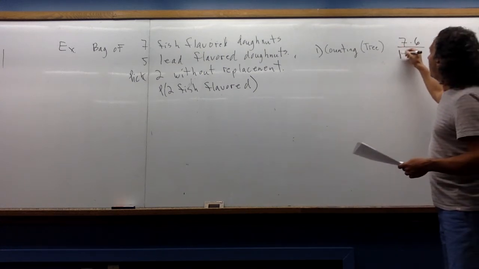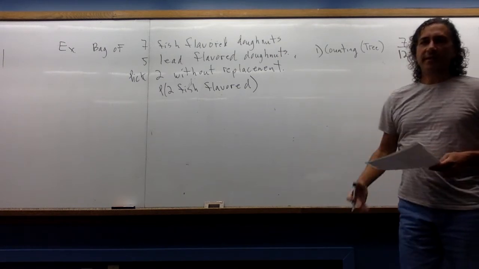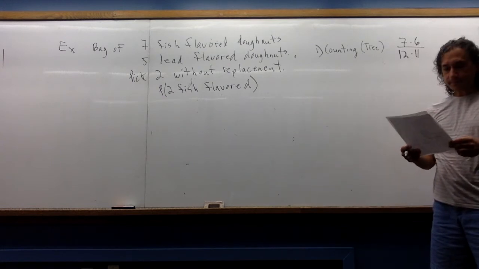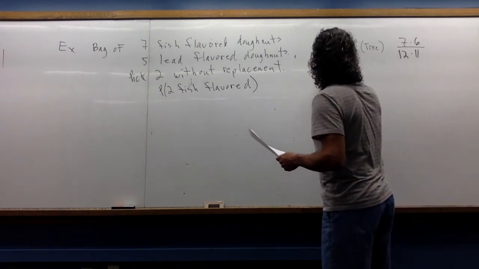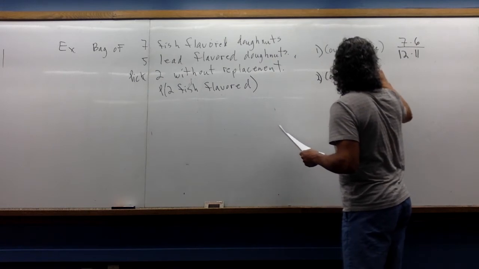On the denominator, I have 12 items to start. And I can multiply that by 11 because I then have 1 left. Okay, so that's one way of thinking about it. Second way is counting again, but I'm going to think about this in terms of combinations.